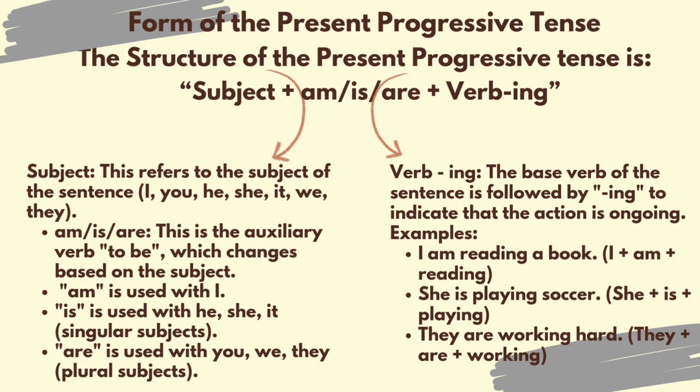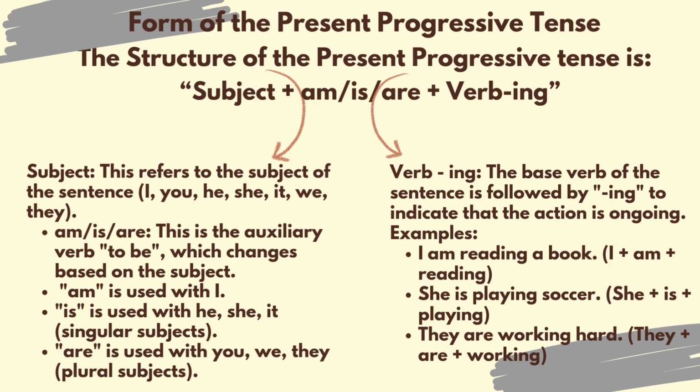Form of the present progressive tense. The structure of the present progressive tense is subject plus am or is or are plus verb ing. Subject. This refers to the subject of the sentence: I, you, we, they, he, she, it. Am or is or are. This is the auxiliary verb to be, which changes based on the subject. Am is used with I, is is used with he, she, it, singular subjects. Are is used with you, we, they, plural subjects.